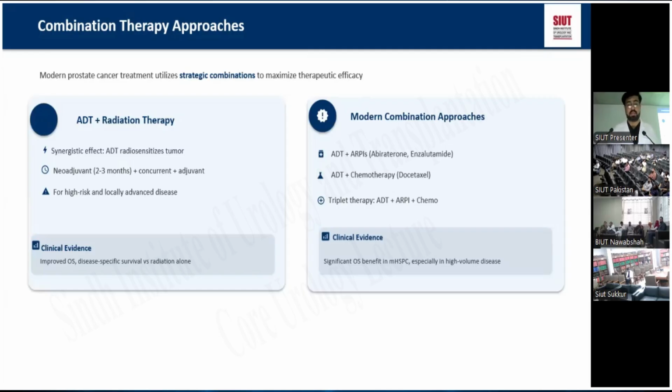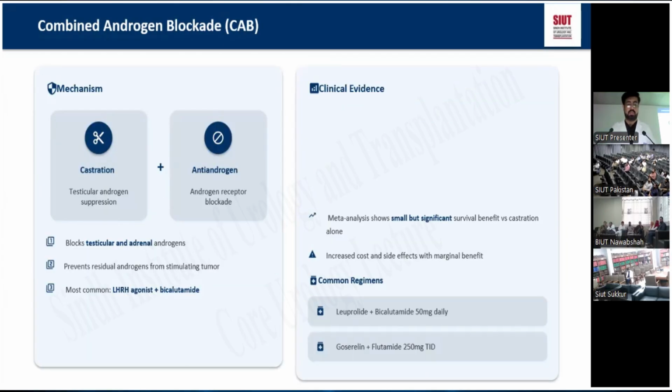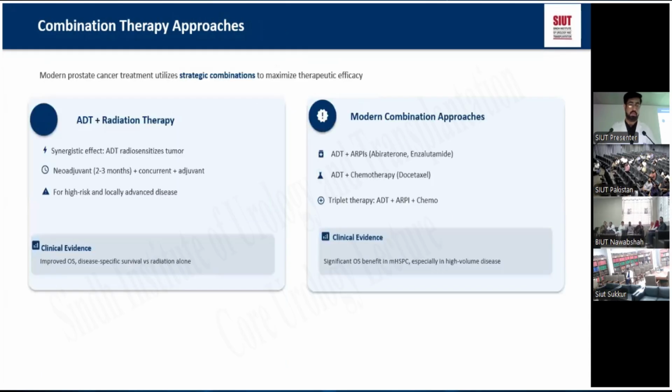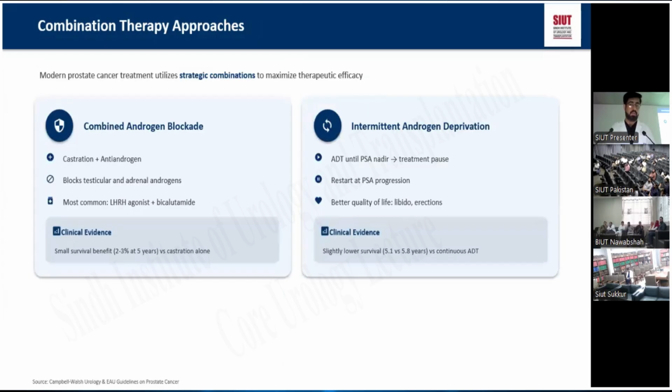Then there is androgen deprivation therapy and androgen receptor pathway inhibitors, plus androgen deprivation therapy and chemotherapy, where we use docetaxel, or triplet therapy in which we use all three of them. It is used in high volume disease. Combined androgen blockade is repeated. अच्छा, थोड़ा सा हम अगर पीछे चलें, आपने एंड्रोजन रिसेप्टर म्यूटेशन की बात की थी.